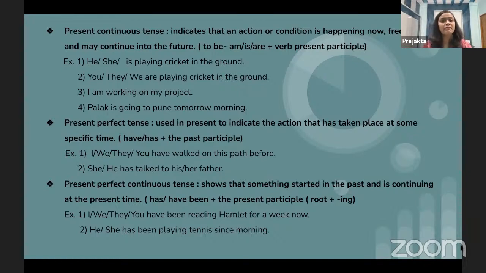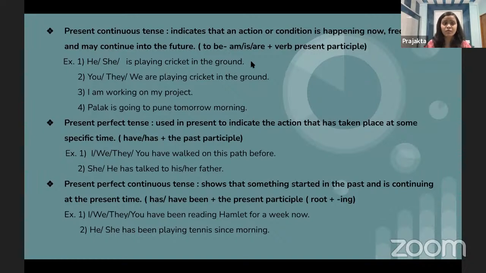Okay, so I have given here the formula. See the formula: to be, that is am, is, are, and the next verb present participle. So we have to use present participle after the helping verb. See this example. He, she is playing cricket in the ground. Okay. Third person. Okay. He, she is playing cricket in the ground.